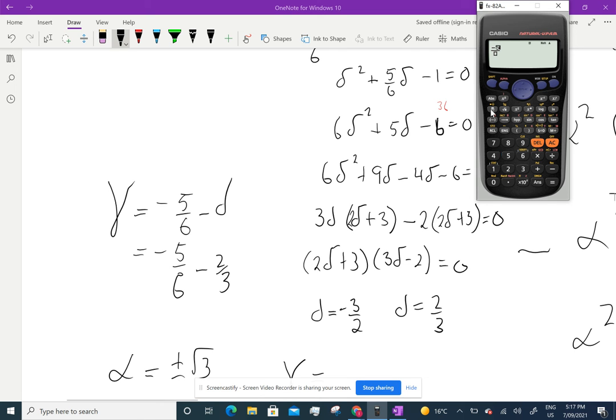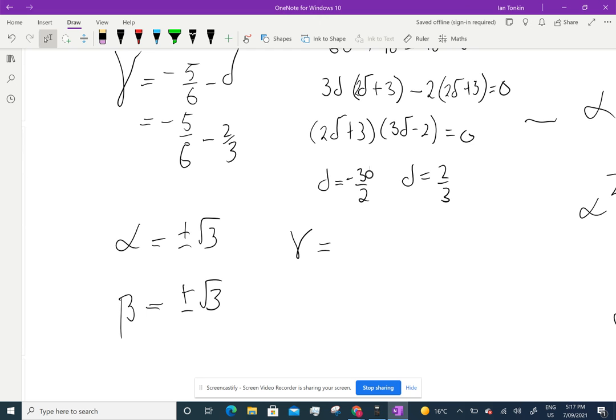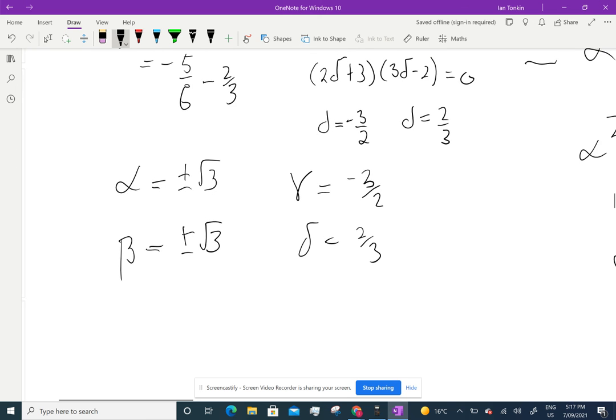Minus 5 on 6 minus 2/3 gives minus 3 on 2. So the roots are going to be plus or minus root 3, 2/3, or minus 3 on 2.